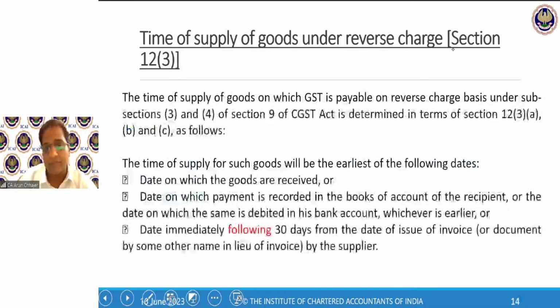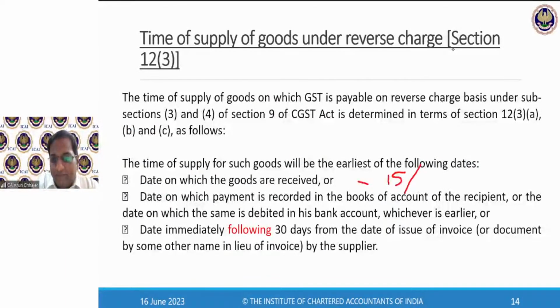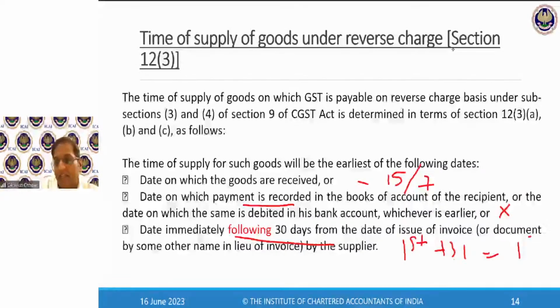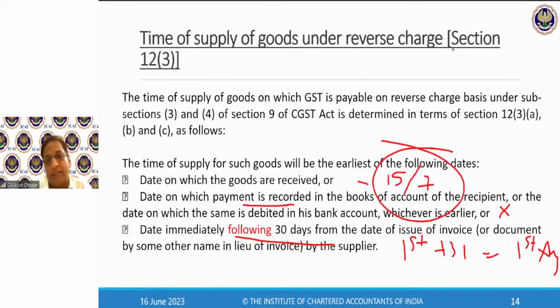Let's move to the provision. Kindly plot the date here. Date on which the goods are being received, I can say 15th July. Date on which the payment is being made: not applicable, not yet made. Invoice plus 31 days. The invoice was 1st July, and if I add 31, it will come to 1st August. So whichever is earlier, the answer would be 15th July.